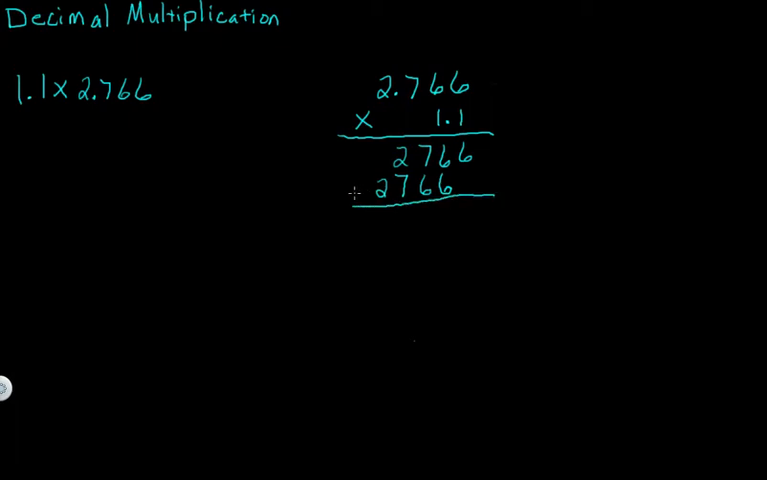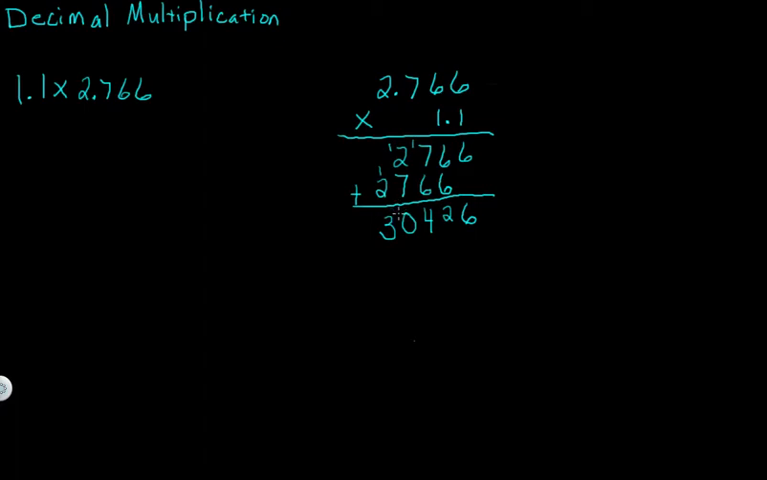Since we finished that, now we add. So 6, there's nothing here, so we just bring it down. So this is 6. 6 and 6 is 12. So that's 2, carry the 1. So 1 and 6 is 7, and 7 is 14. So that's 4, carry the 1. 1 and 2 is 3. 3 and 7 is 10. So that's 0, carry the 1. 1 and 2 is 3.